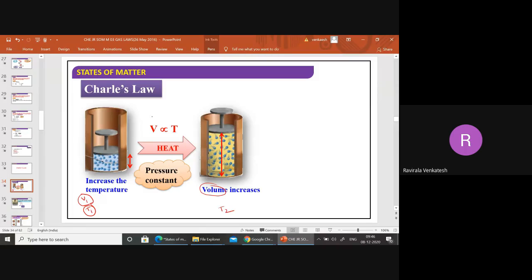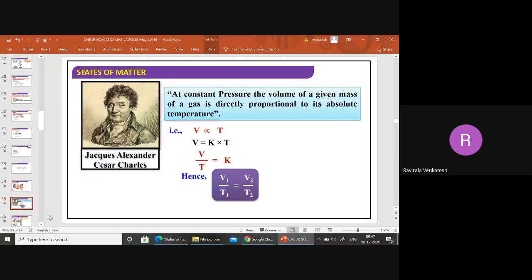Now what relation can we get from this? Volume is directly proportional to temperature. So what is the law? Volume is directly proportional to temperature. When you heat a gas, its volume will definitely increase. The important thing is that here it is taking place at constant pressure. Whenever it takes place at constant pressure, the graphs are called isobars. In the previous case, they were called isotherms. Now they are called isobars.